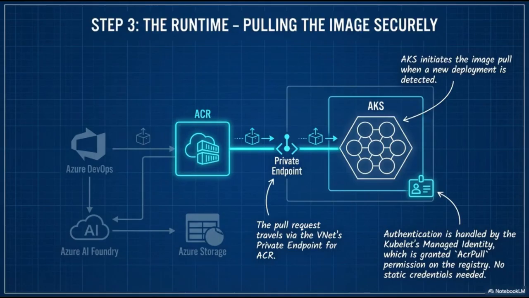In Step 3, we examine the runtime environment and how images are pulled securely. The process begins when AKS initiates an image pull after a new deployment is detected. This pull request travels via the VNet's private endpoint for ACR, ensuring the traffic remains off the public internet. Authentication is handled by the kubelet's managed identity, which is granted the ACR pull permission on the registry, so no static credentials are needed. This provides a secure and automated path for images stored in ACR to reach AKS, integrated within a broader workflow involving Azure DevOps, Azure AI Foundry, and Azure Storage.